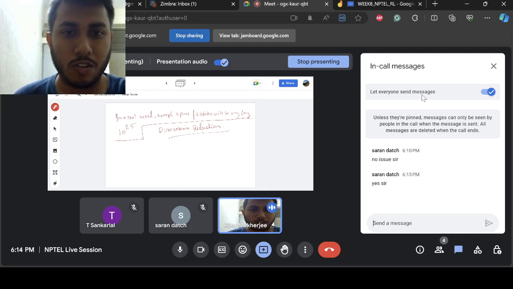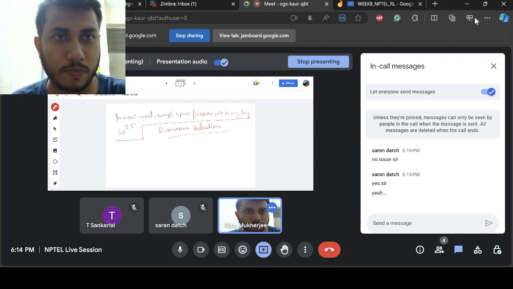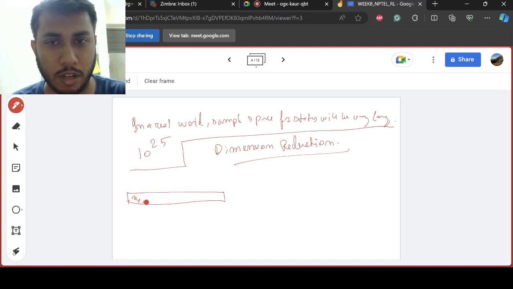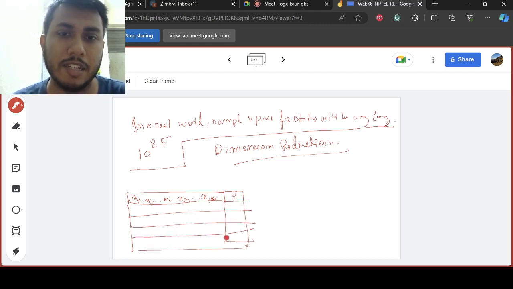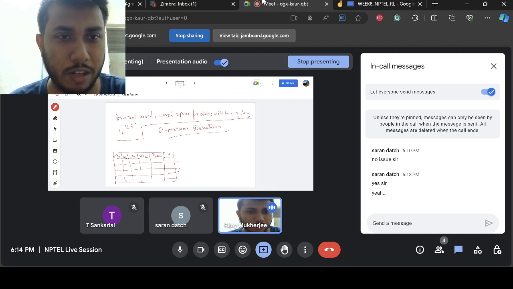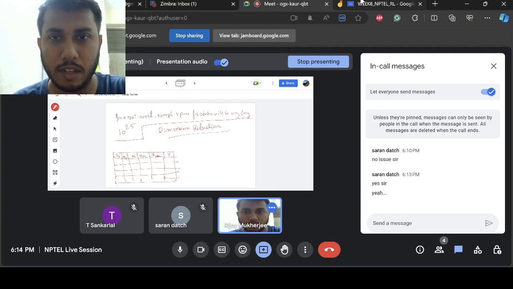What happens in your typical supervised machine learning problems? You have a data set, right? Consider a data set like this. Suppose you have features x1, x2, x3, up to xn, say x1000, and you have some classifier, so you have some y value regarding it. This is your typical machine learning data set in a tabular approach.